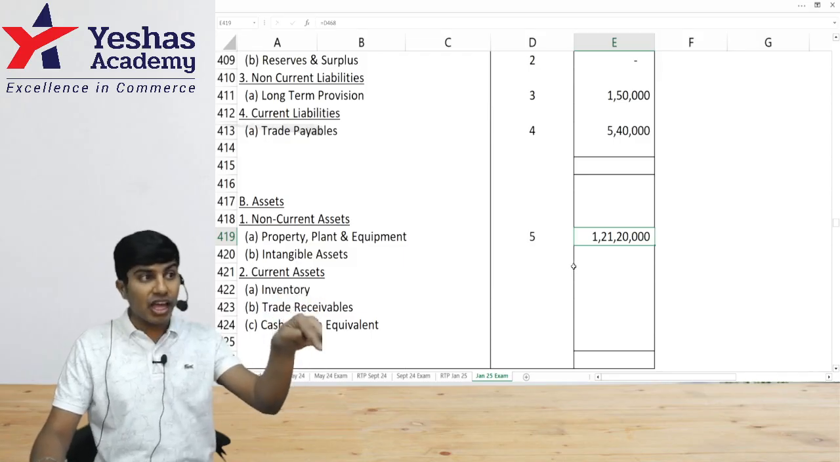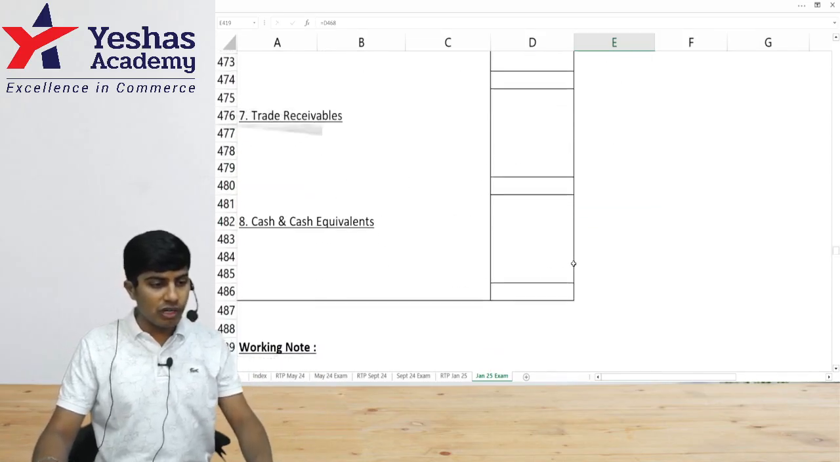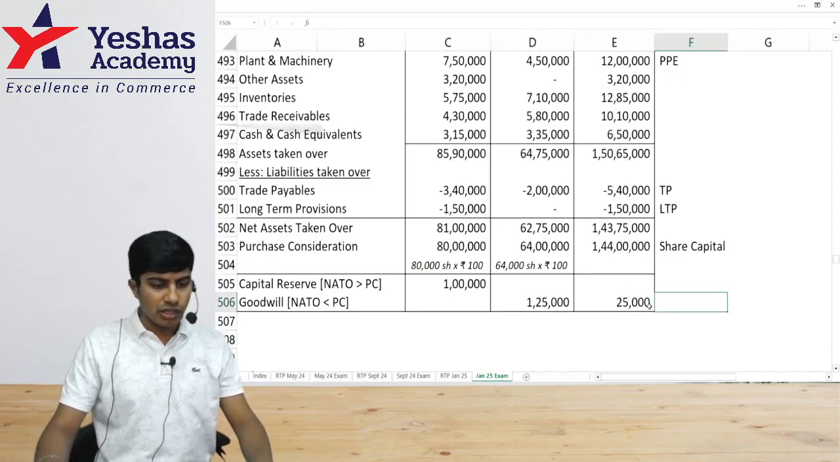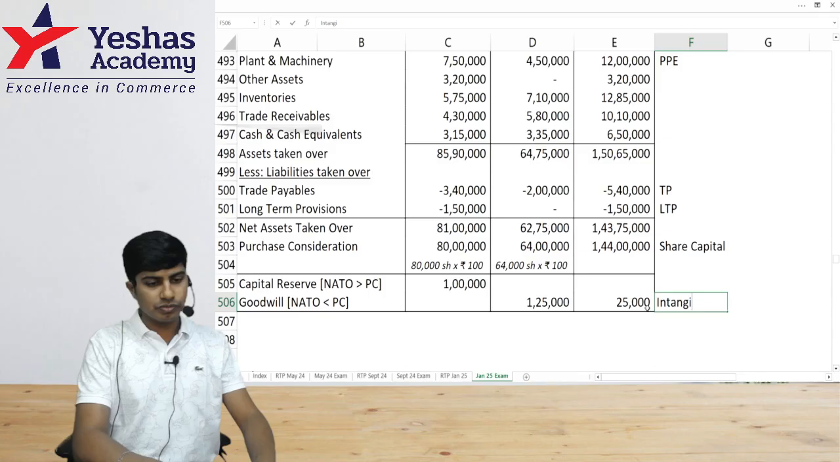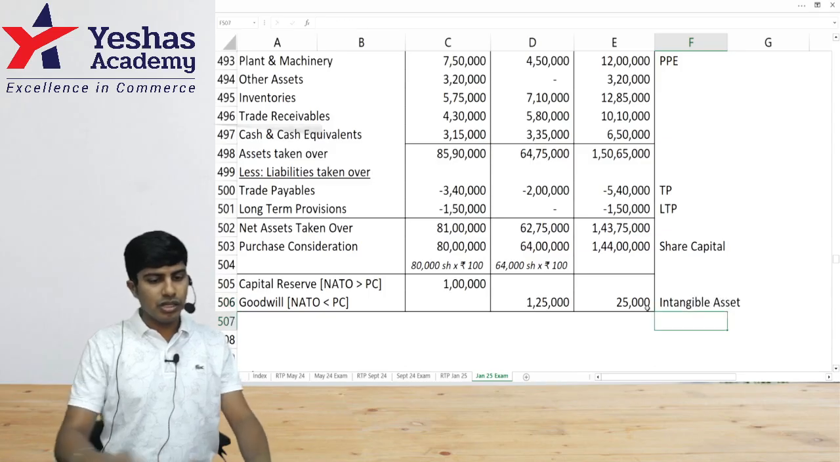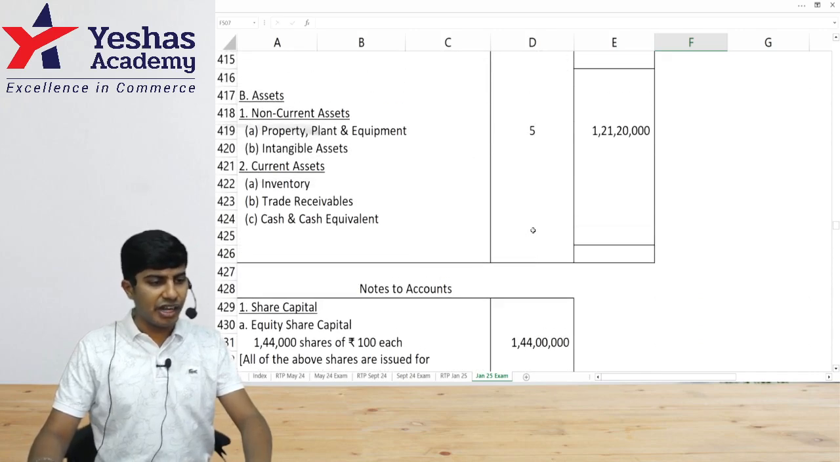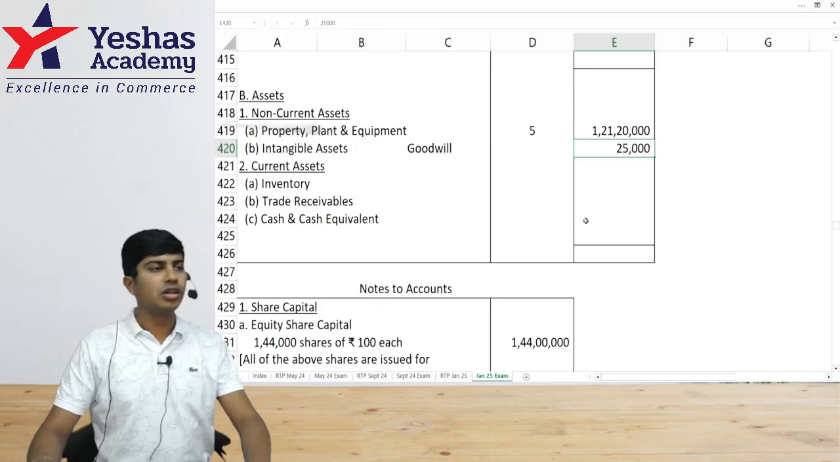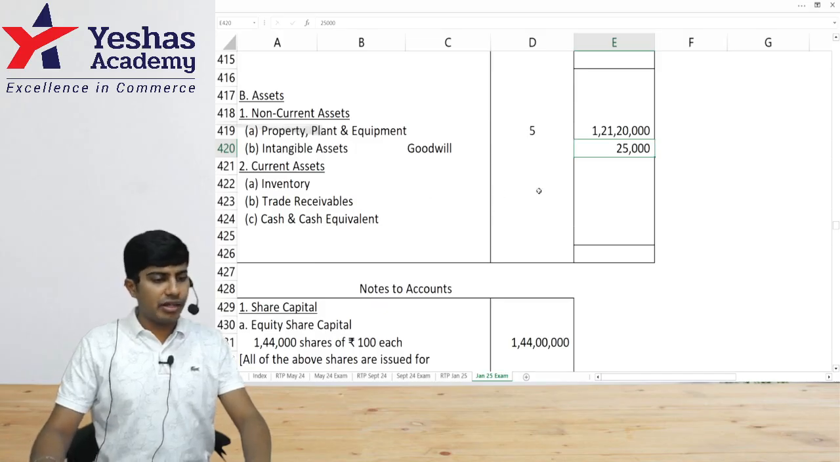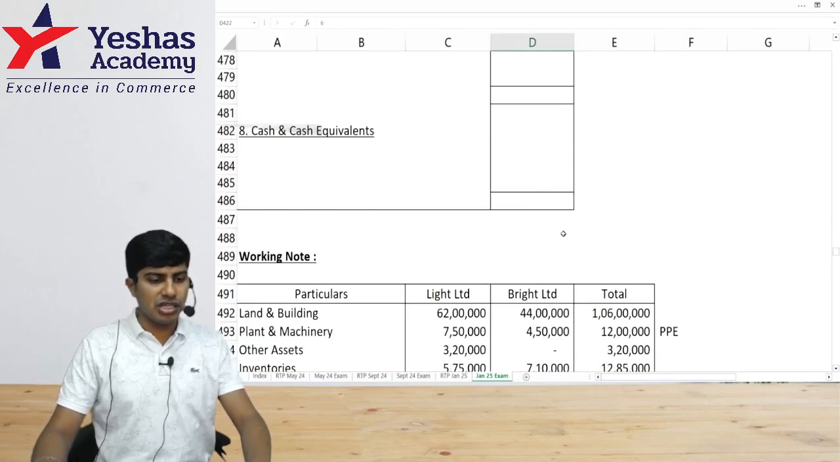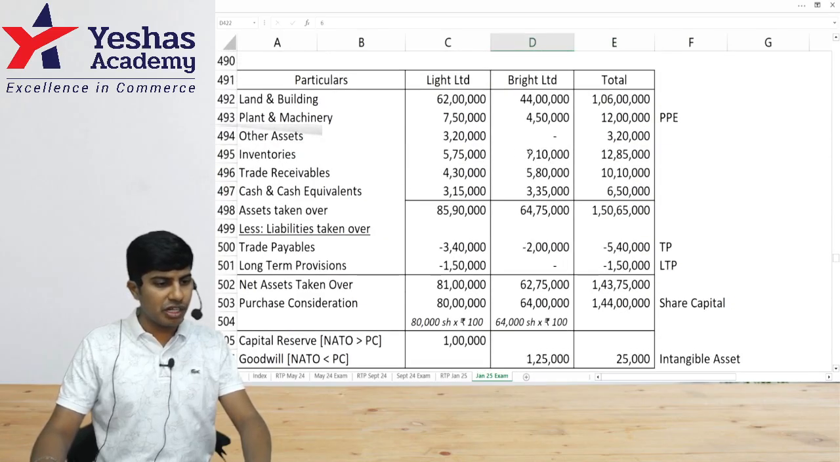Intangible asset, that is, goodwill. Here I wrote goodwill. See, intangible asset. This intangible asset of 25,000, let me write in the balance sheet straight. I don't need a note to accounts for that. 25,000. Then inventory, note number 6. See, inventory, we have it here. How much is our inventory?